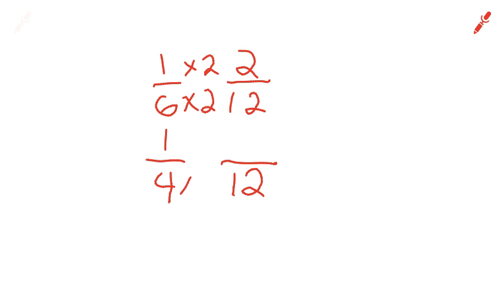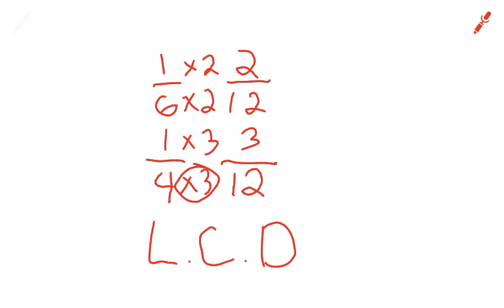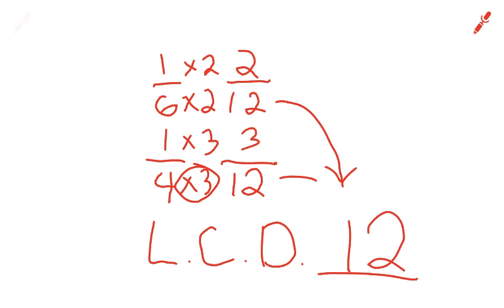Down here, 4 times what equals 12? 4 times 3. If we do times 3 here, we have to do times 3 here, and it'll be 3. The LCD, for the blank below where it says LCD, the lowest common denominator, is the denominator that we came up with, and that is 12.